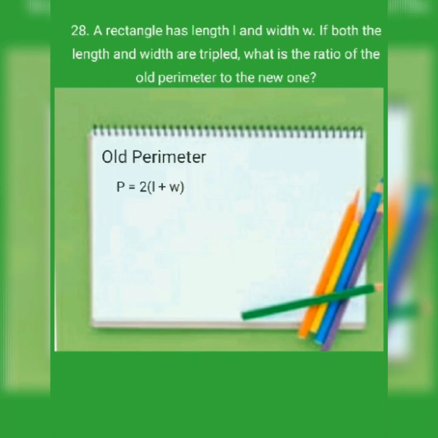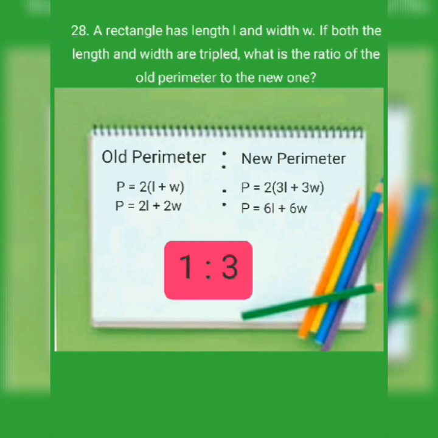Perimeter of a rectangle is equal to twice the sum of the length and the width. If both the length and the width are tripled, the new perimeter will be twice the sum of 3L and 3W. So, the new perimeter will be 6L plus 6W. And as compared to the original perimeter, the ratio of the old perimeter to the new one is 1:3.